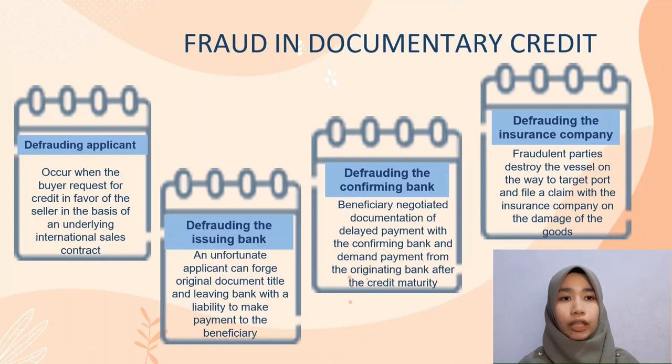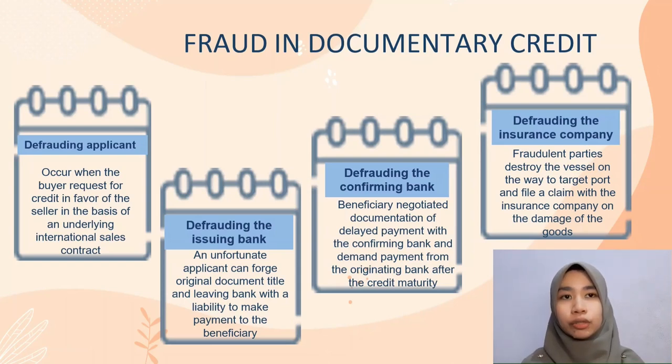The defrauding applicant fraud happens when the buyer requests credit in favor of the seller on the basis of an underlying international sales contract. The documentary nature of documentary credit might provide an incentive for an unscrupulous beneficiary to cheat the applicant by submitting conforming documents to the bank without fulfilling his promise in the underlying sales contract and sending products to the buyer. As it will take time for the ship to cover the distance between the ports of departure and destination, the applicant buyer will only become aware of the fraudulent nature of the documents presented to the bank by the beneficiary long after the credit negotiation has been completed.